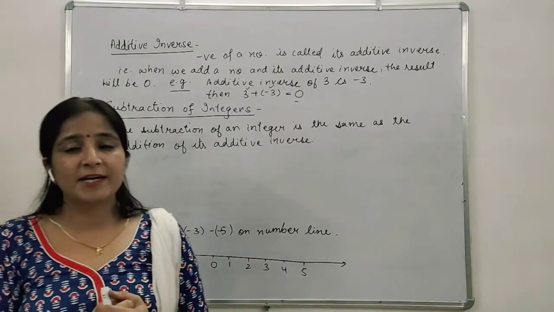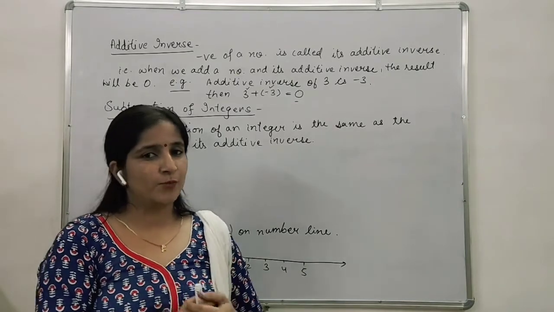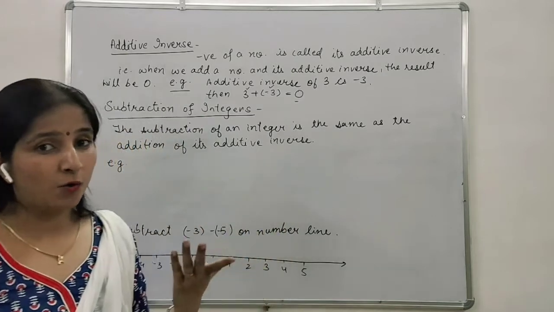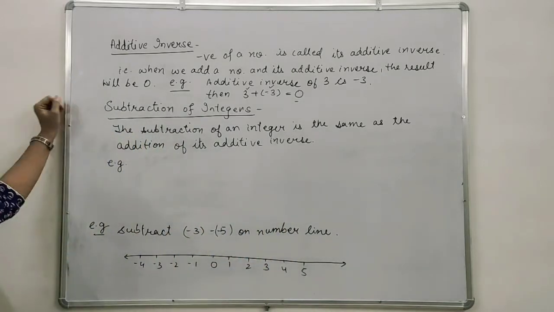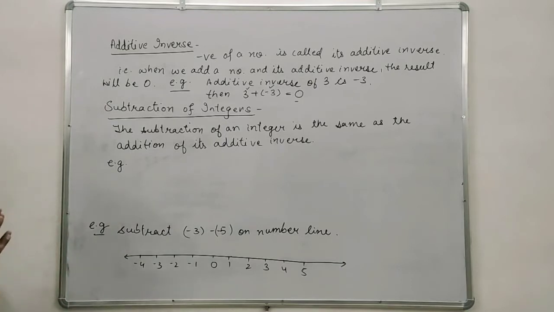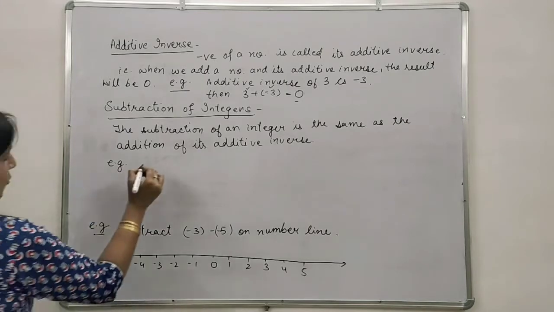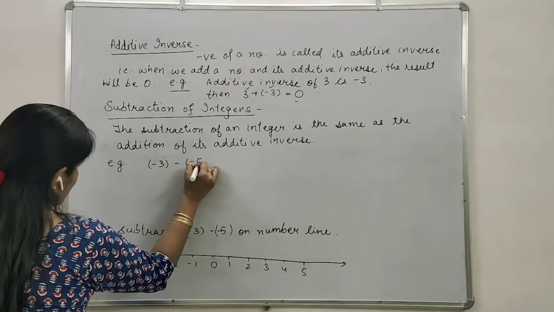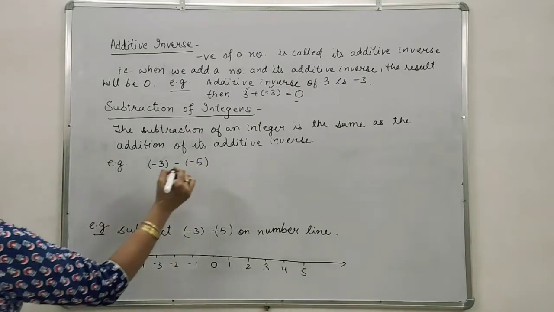Why are we learning additive inverse? It has a relation with the subtraction of integers. How do we do the subtraction of integers? The subtraction of an integer is the same as the addition of its additive inverse. How can we understand this? Suppose we take minus 3 and minus 5. What does it mean?